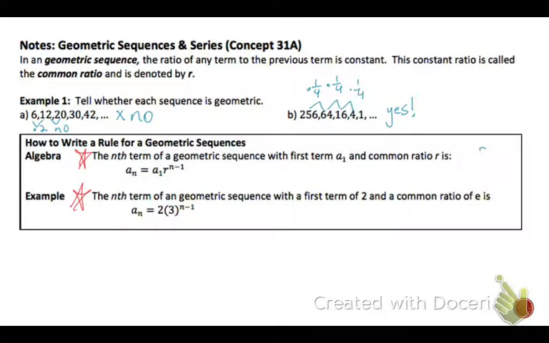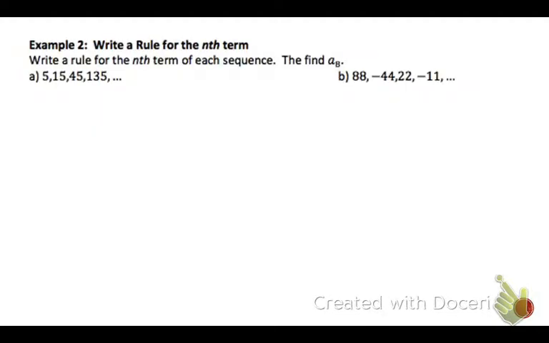So here's an example. The nth term of a geometric sequence where the first term is 2 and the common ratio is 3 would be this formula: a sub n equals 2 times 3 raised to the n minus 1. All right, let's write a rule for the nth term, and then we're going to find a sub 8.